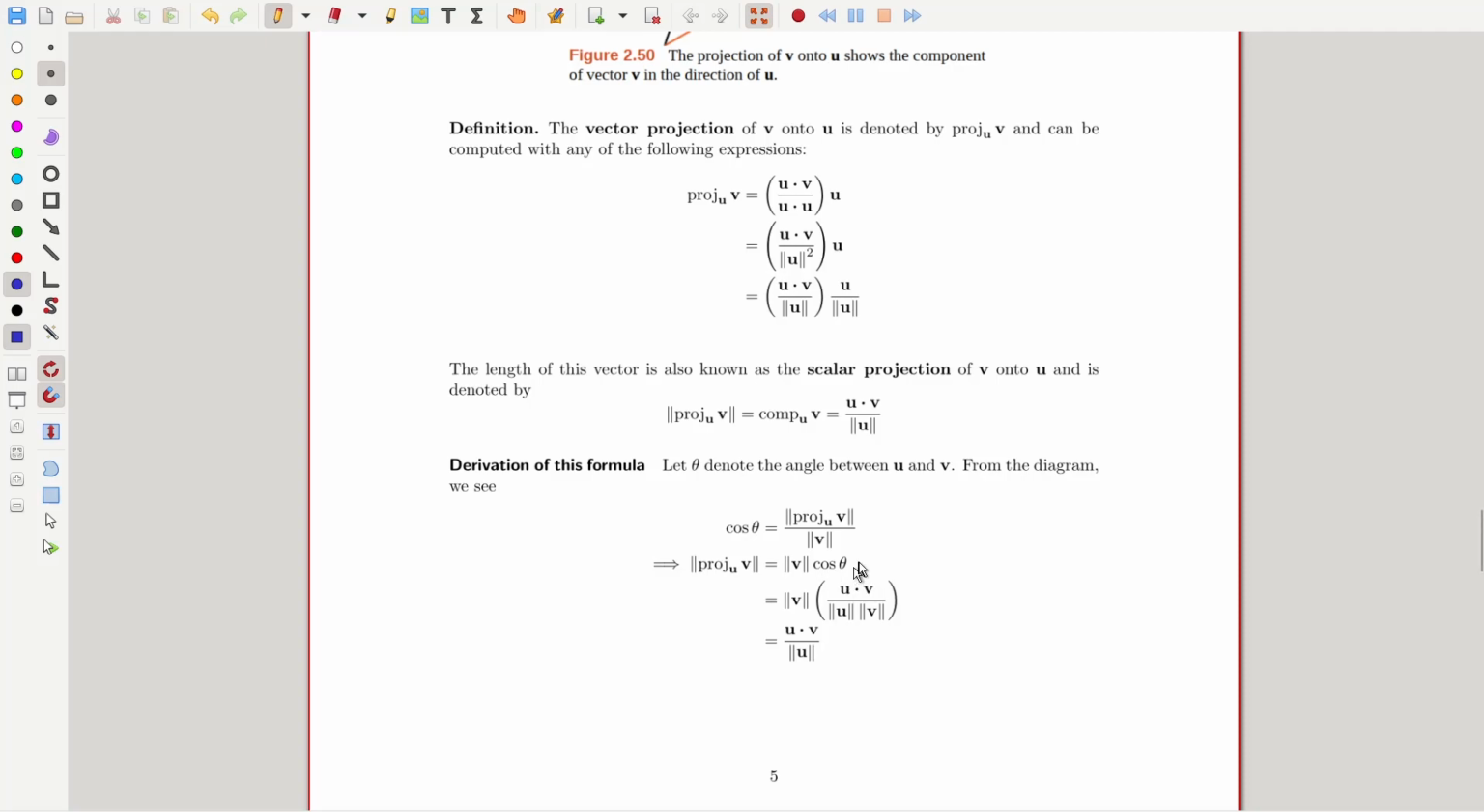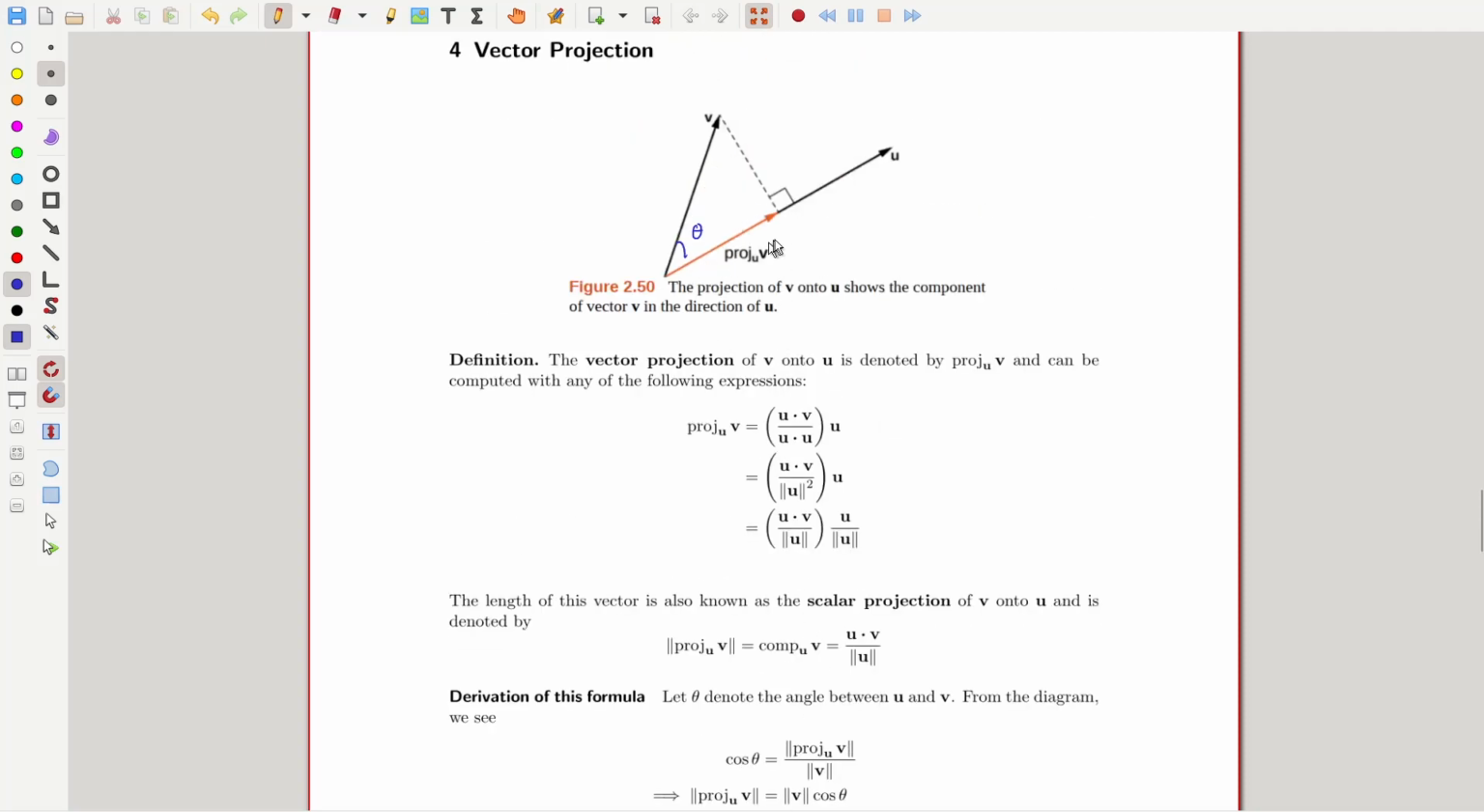Next, we replace cosine of theta by this expression, which is the relationship between the angle and the dot product, as we've previously seen. And then, of course, clearing out the magnitude of v. The magnitude of v cancels, which leaves us with this. So what this computation has given us is the length of this projection vector.